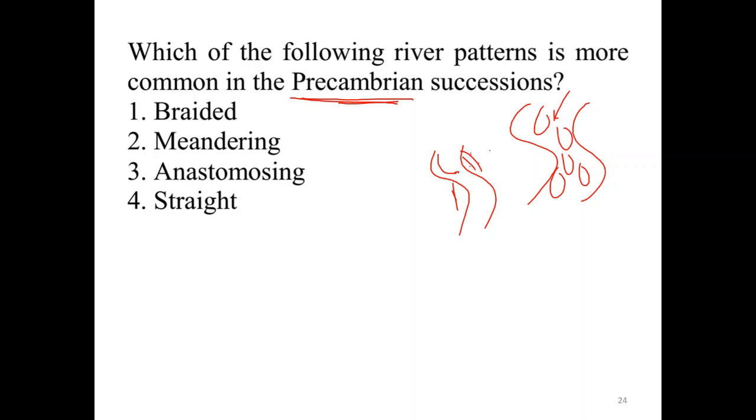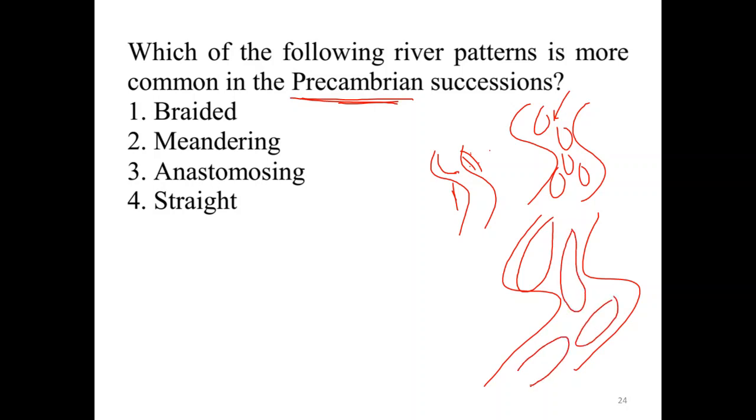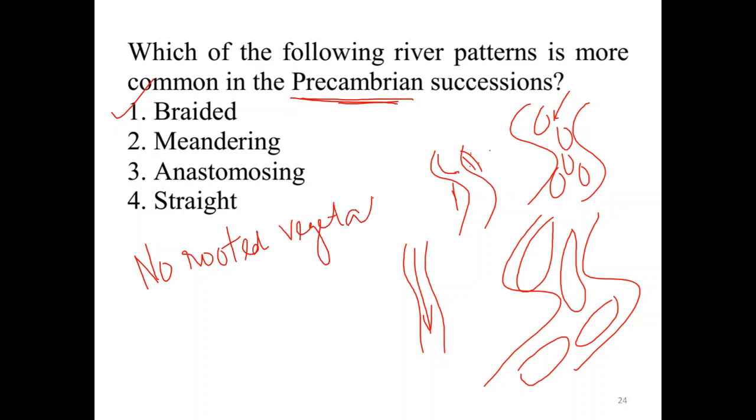Anastomosing looks very much like the braided channel, just that the braided bars over here become very large, and a straight channel is this. So the question here is, which one of the following river patterns is more common in the Precambrian successions? The correct answer is braided. Now why was braided very common? The braided pattern during Precambrian succession was very common because there was no rooted vegetation. Rooted vegetation, so what does this mean? It means there were no large trees.